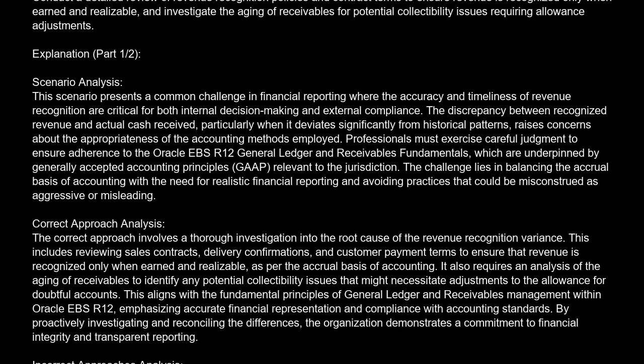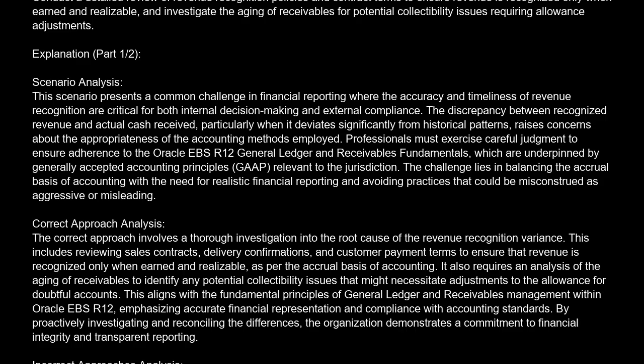The correct answer is B. Conduct a detailed review of revenue recognition policies and contract terms to ensure revenue is recognized only when earned and realizable, and investigate the aging of receivables for potential collectibility issues requiring allowance adjustments.